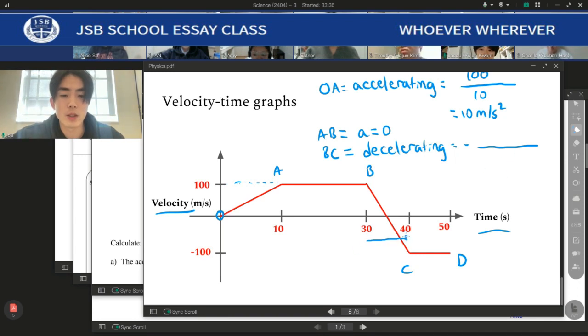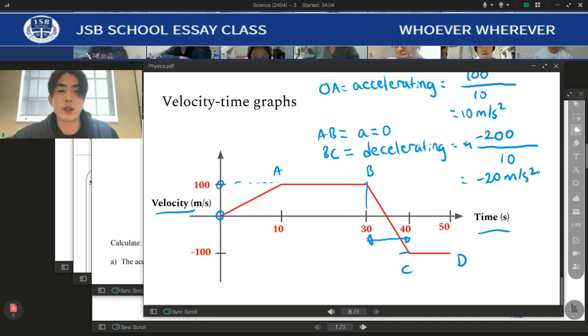You have to be careful, because B to C, B starts at 30 and C finishes at 40. So the time is this time here, so it's going to be 10. What's the velocity? Well, it starts from 100 and it finishes at minus 100. So the difference is minus 200, which gives minus 20 meters per second squared. That's how we work out deceleration. So just be careful what we're looking at.